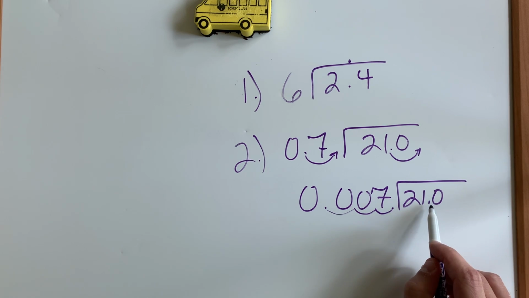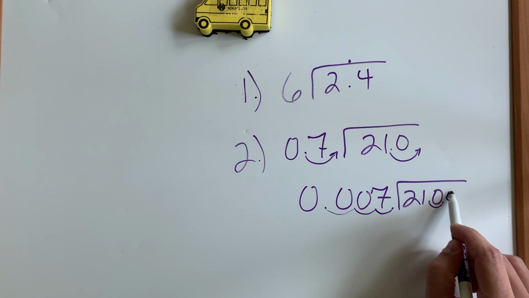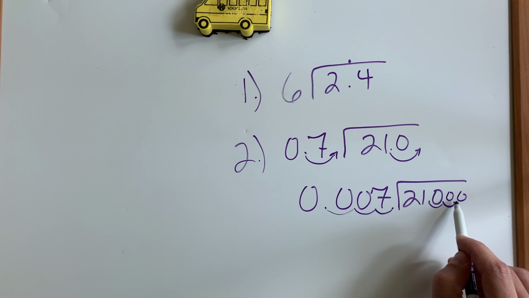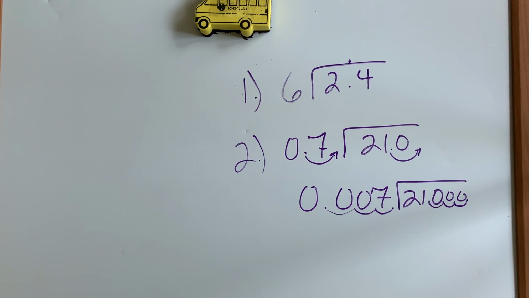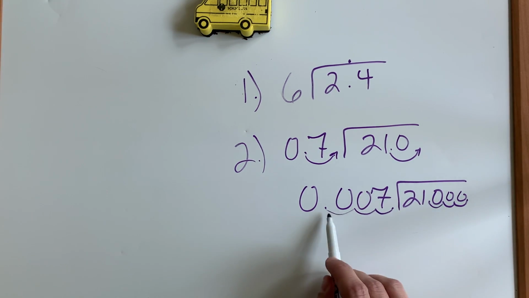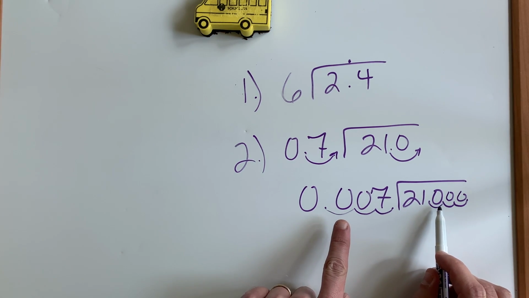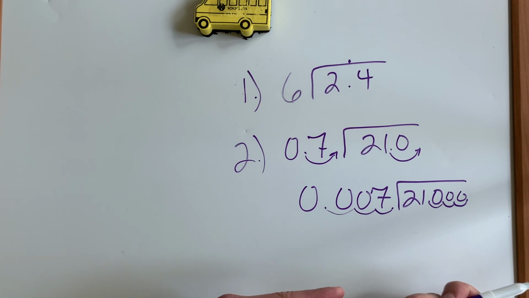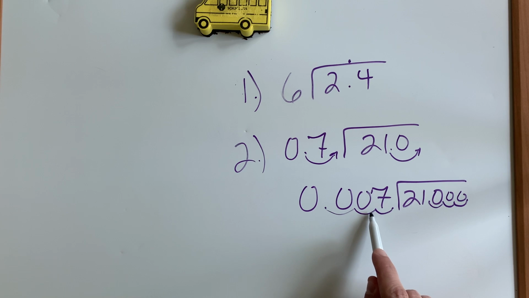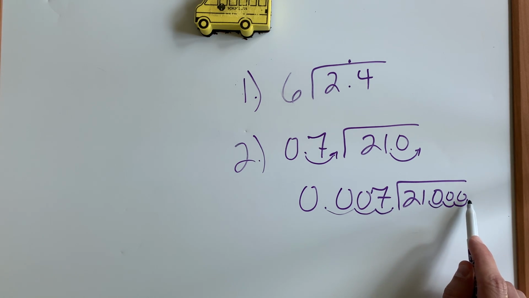That means I need to go 1, 2, and 3. And so take your time when you're moving the decimals. It has to be on both numbers, and it has to be in the same direction, and it has to be the same number of spaces. 3, 3.